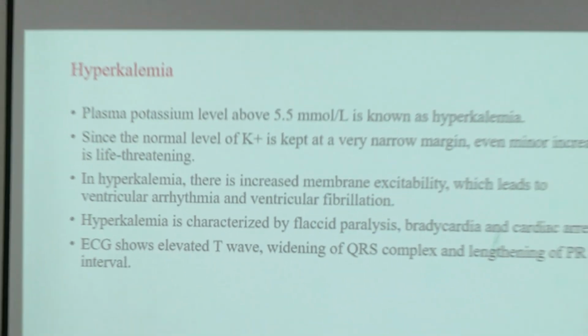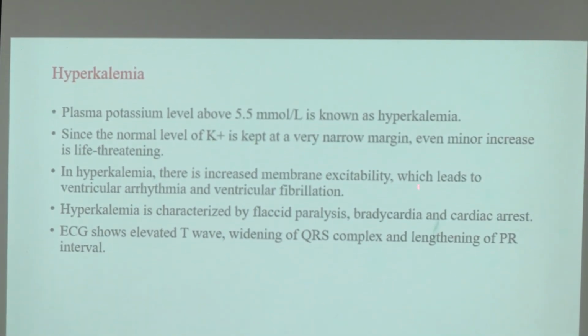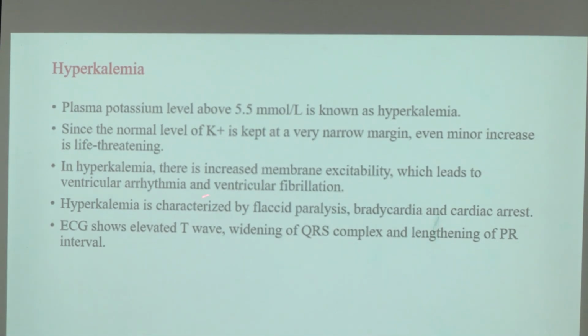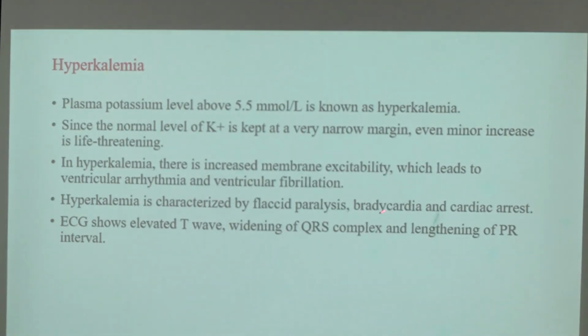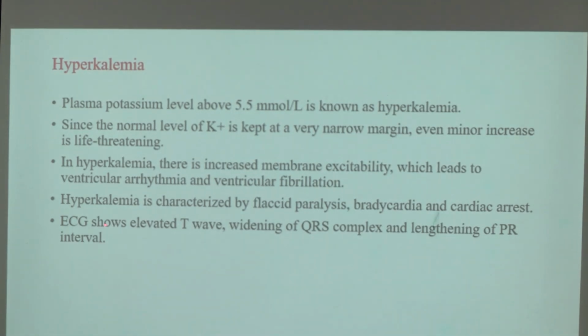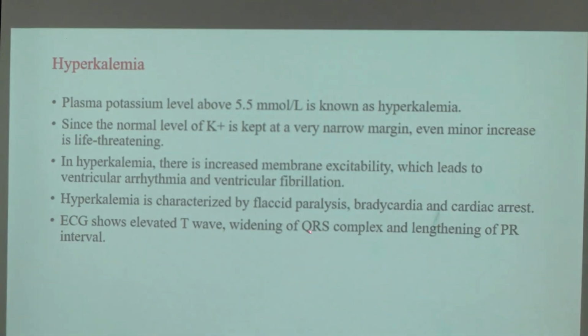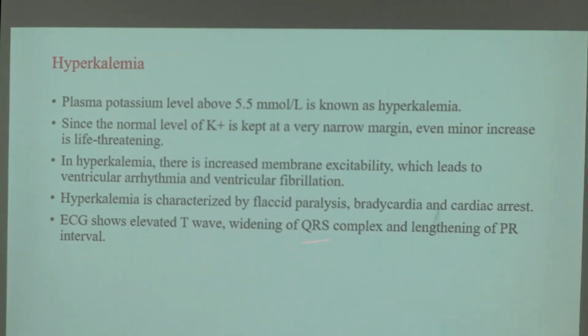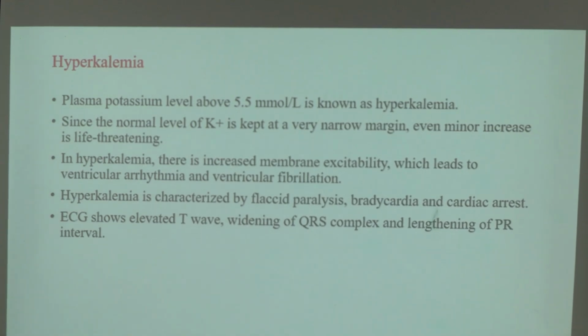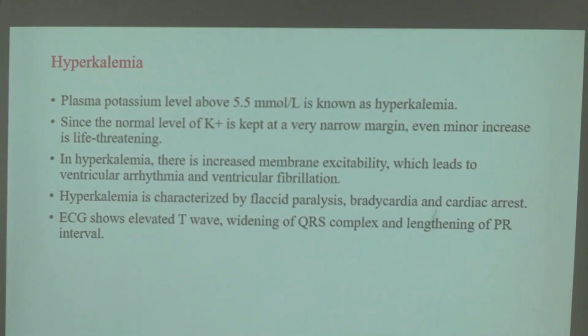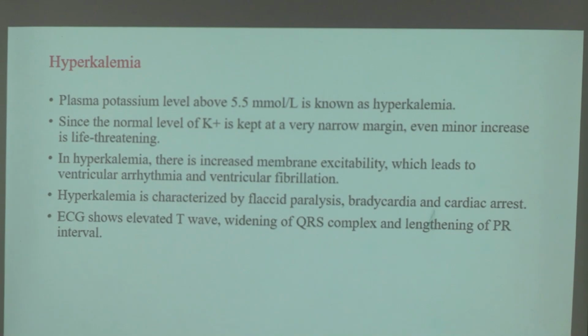In hyperkalemia, there is increased membrane excitability, which leads to ventricular arrhythmia and ventricular fibrillation. Hyperkalemia is characterized by flaccid paralysis, bradycardia, and cardiac arrest. ECG shows peaking of the T wave, widening of the QRS complex, and then the PR interval, this is called PR interval, becomes prolonged. And ultimately this kind of sign, called sine wave pattern. This is a dangerous sign, very difficult to save the patient when this condition is reached.